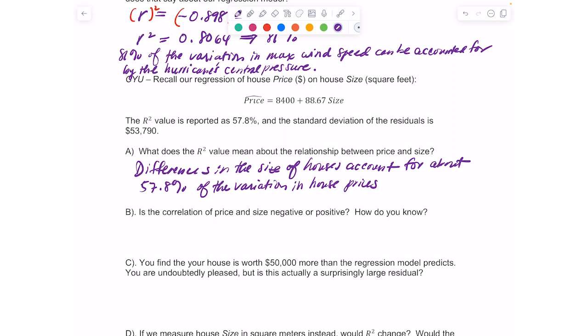Is the correlation of price and size negative or positive, and how do you know? Okay, well, it's going to be positive, and the way I know that is by looking at the linear model. My slope is 88.67, and the slope shows the direction that the line will go in. So I know it's going to be in a positive direction, and the correlation and the slope, which is b1, have the same sign. So positive.